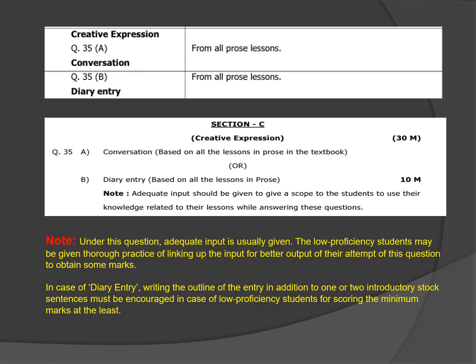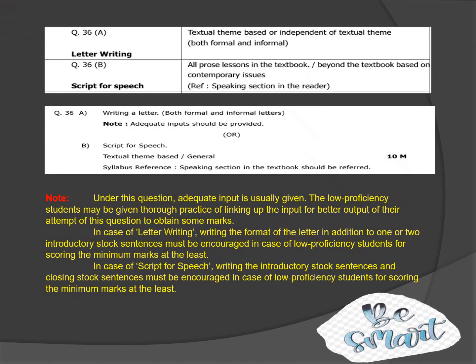Under question number 36A, letter writing will be tested, and here either a formal or informal type of letter may be asked. And the theme will be either textual or beyond the text. Coming to 36B, the script for speech, all prose lessons will be taken into account, even beyond the prose lessons of the textbook, and contemporary issues may be highlighted, and the reference unit will be all the speaking sections in the reader.